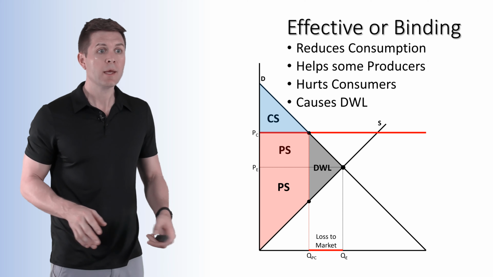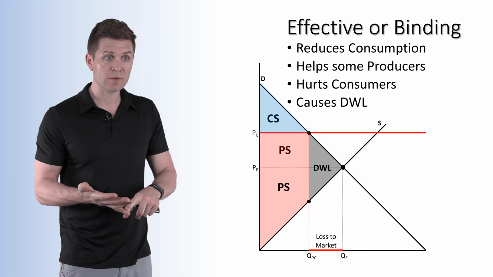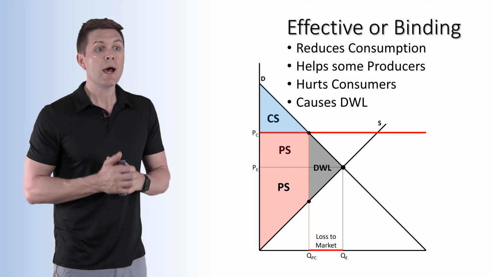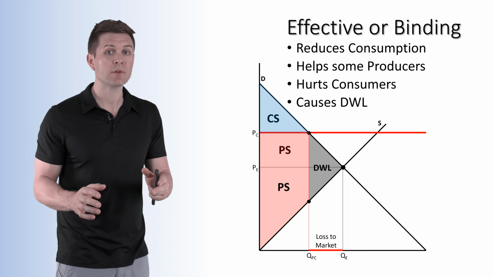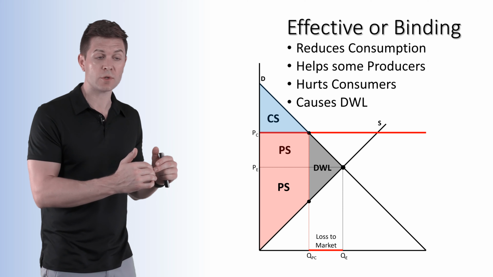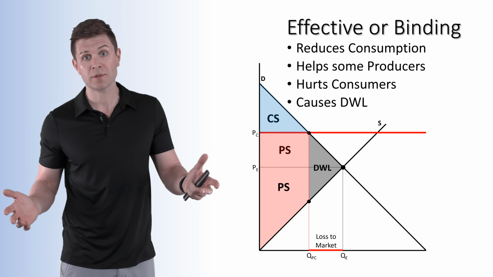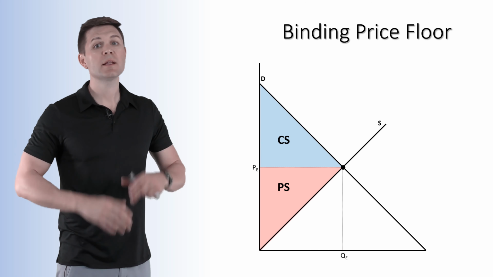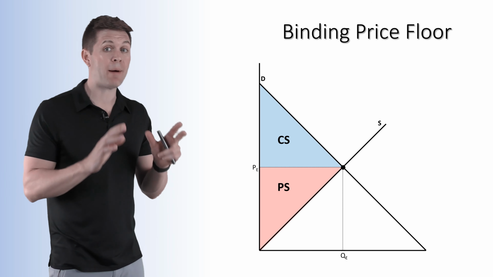So what it'll do in the end is reduce consumption, help some producers, the ones that are still able to get rid of their products, hurt consumers because it's going to be a higher price, they're going to lose their consumer surplus, and in the end it's definitely going to cause deadweight loss because it's going to shrink the market size. Let's look at the step-by-step impact of a binding price floor.